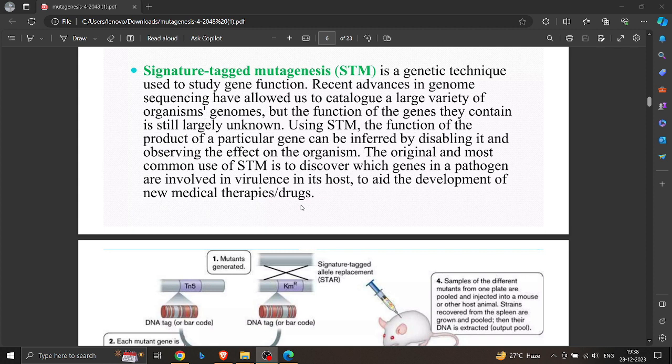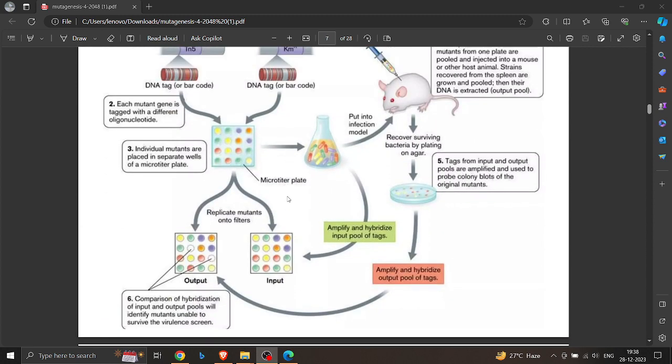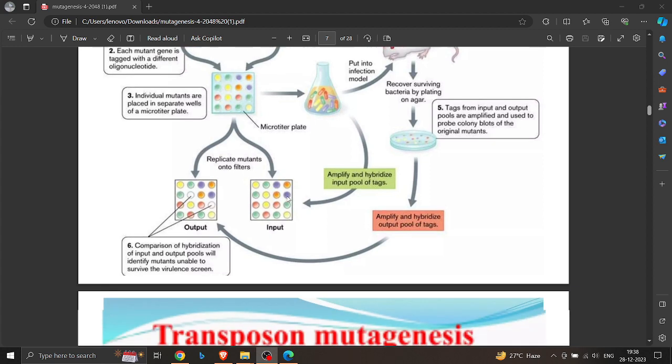In short, signature tagged mutagenesis is used to find out which genes in a particular pathogen are involved in virulence in its host, and it also helps in the discovery of new medical drugs or the preparation of medical therapies. This is a diagram which indicates how it has been prepared.